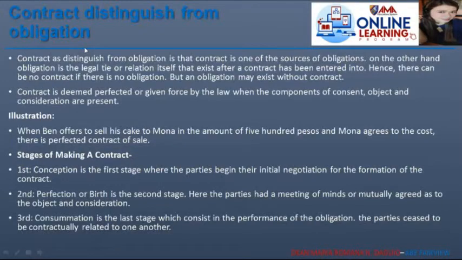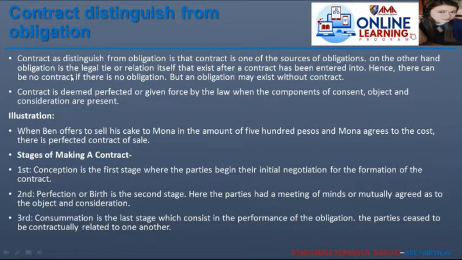So let us further distinguish, class, contract from obligation. A contract, as distinguished from an obligation, is one of the sources of obligation. Again, if you can remember, contract is just one of the sources of obligations, because we learned that aside from contract, obligations come from law, quasi-contracts, quasi-delicts, and acts or omissions punishable by law. So contract is just one of the sources of obligation. If you have a contract, then there is an obligation. It says here there is no contract if there is no obligation, which is true. How can you have a contract if the two parties are not obliged to perform the prestation?